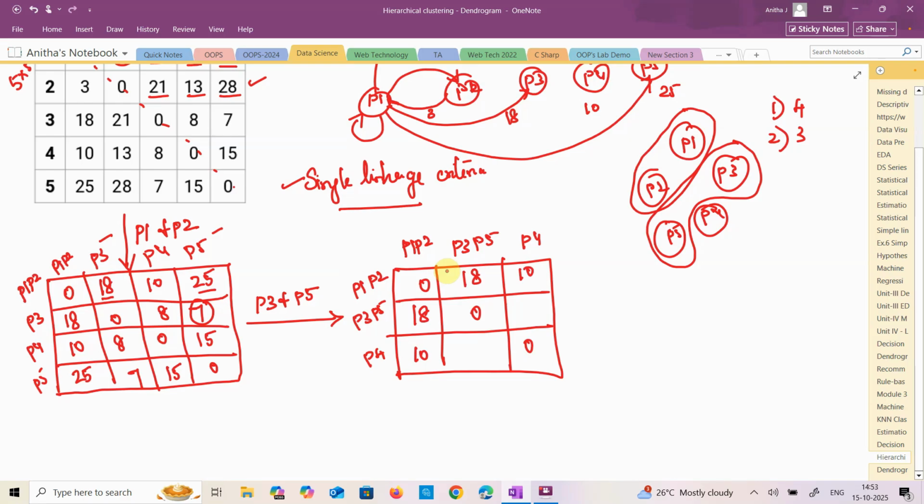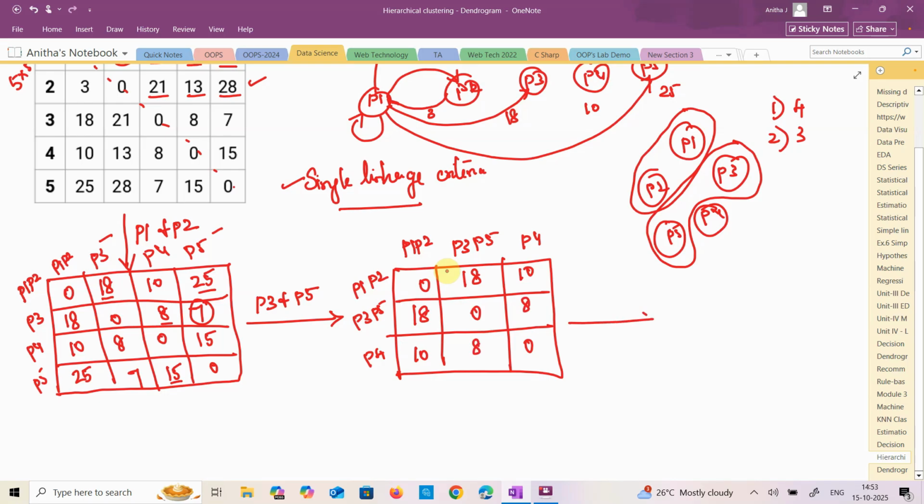Now go to this row. We are merging P3 and P5, and we need to enter that for P4. So P3 and P5 for the column P4: out of 8 and 15, the minimum is 8. So we make the value 8.